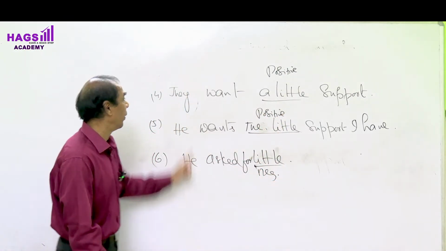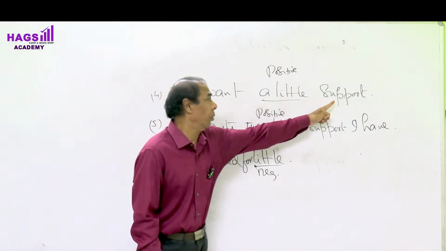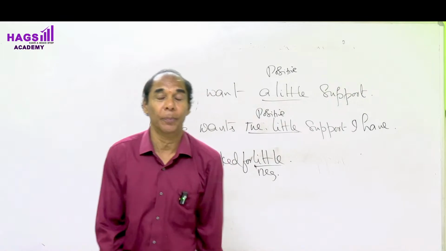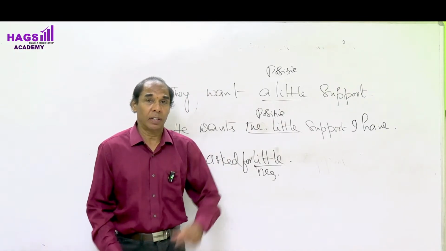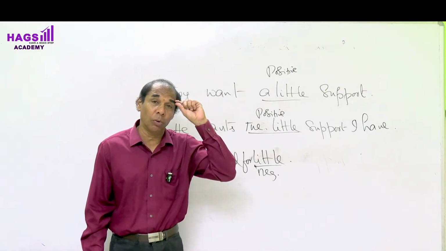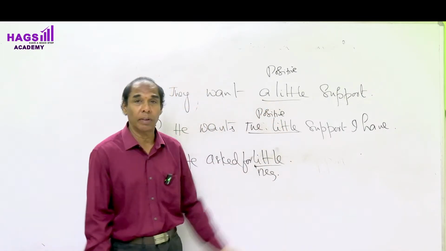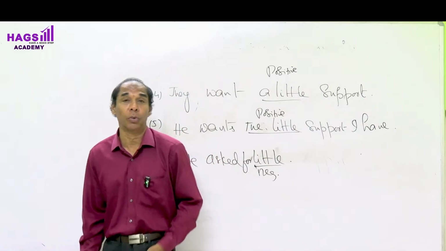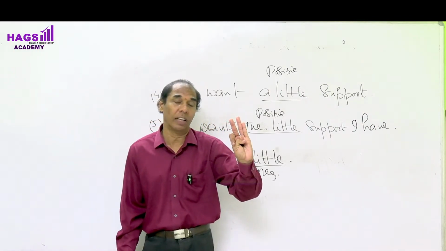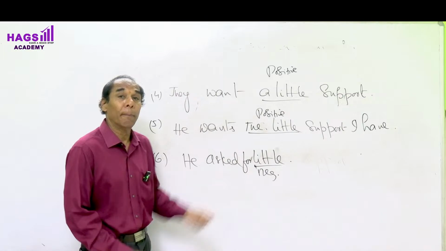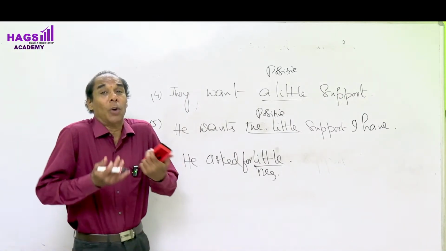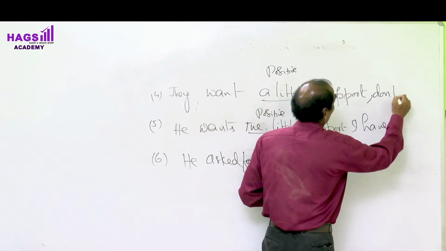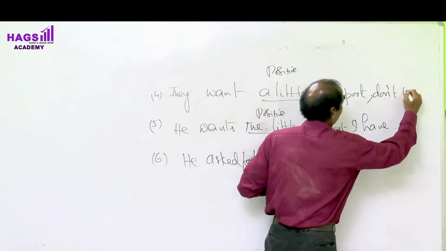Now look at the code. They want a little support. The statement is positive, so the question tag must be negative. Right? If you want to make negative, what is the rule? Put not after the special verb. But we have no special verb here. When there is no special verb, what do you have to do? Borrow do, or does, or did. Want is present tense without s, so you have to borrow do. Do plus not, don't they. Don't they. The pronoun is they here.